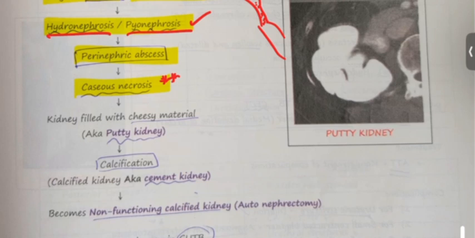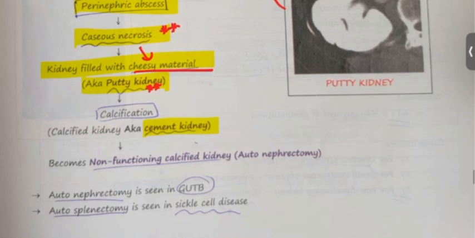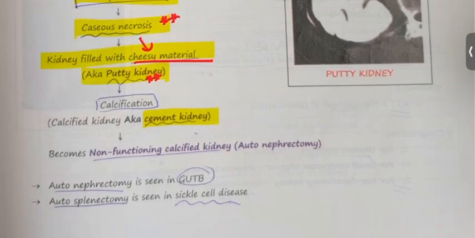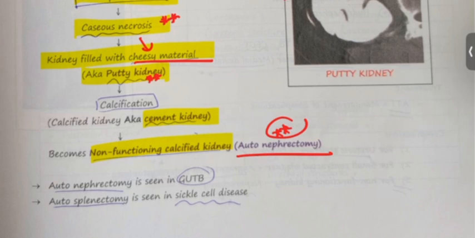After this the kidney will be filled with cheesy material because of caseous necrosis, and this kidney filled with cheesy material is called putty kidney. After this cheesy material is filled, it will start undergoing calcification, and this calcified kidney is known as cement kidney. This cement kidney will become a non-functioning calcified kidney, which is nothing but a nephrectomy. Hence it is called autonephrectomy. The kidney is of no use, hence it is called autonephrectomy.